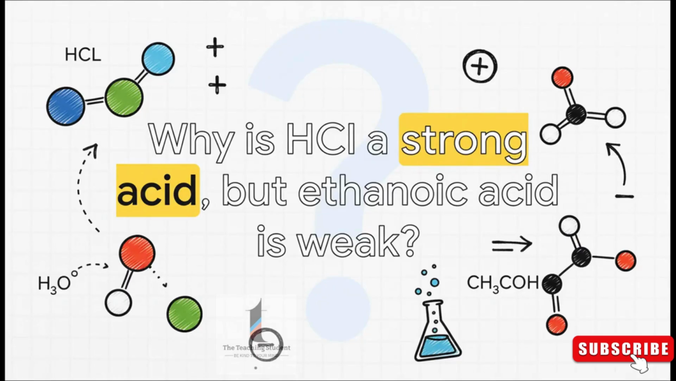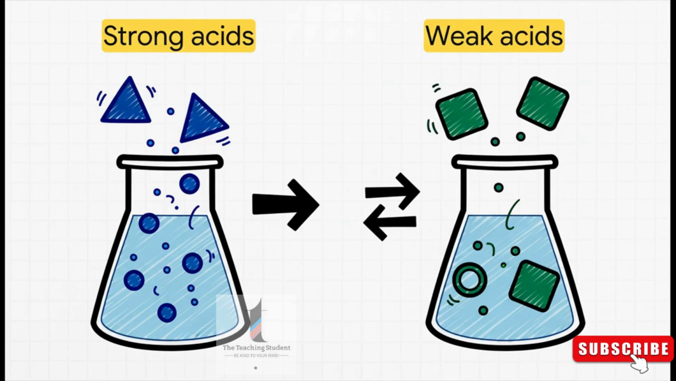I mean, we all know that some acids are way more potent and dangerous than others. Hydrochloric acid is what we call a strong acid, while ethanoic acid, the acid in vinegar, is weak. The Bronsted Lowry theory gives us a really precise way to explain why. The whole secret is equilibrium. A strong acid like HCl basically goes all in. It ionizes completely in water. Pretty much every single HCl molecule gives up its proton.